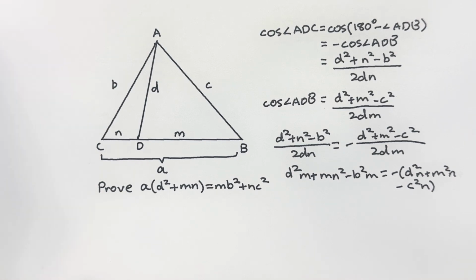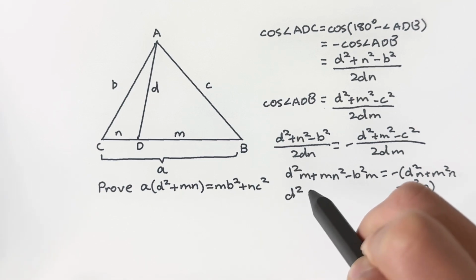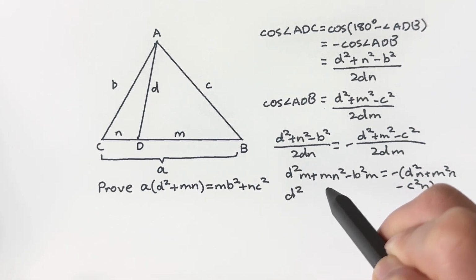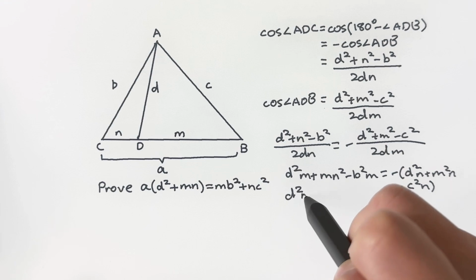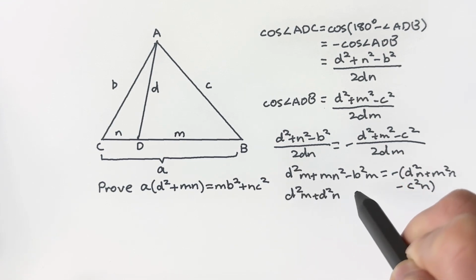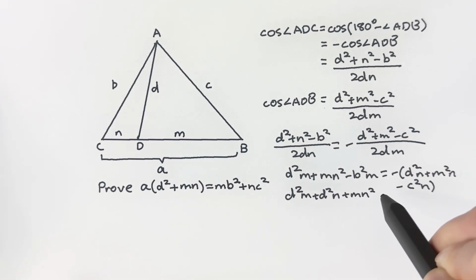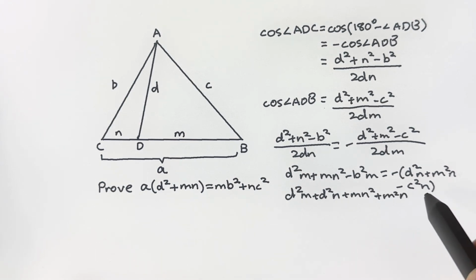Rearranging this equation will give us d squared m plus d squared n plus m n squared plus m squared n equals b squared m plus c squared n.